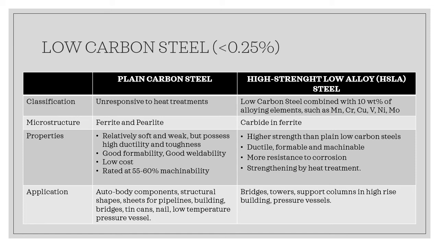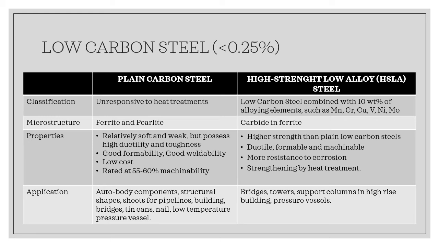The microstructures are also different. Plain carbon steel contains ferrite and pearlite, while HSLA only contains carbide and ferrite. The properties are very much different also, as the plain carbon steel is relatively soft and weak, while HSLA has much higher strength. Both have good formability and ductility, but plain carbon steel has lower cost compared to HSLA.